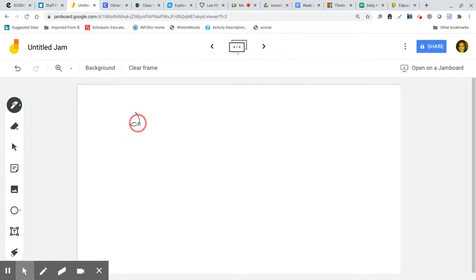So I'm going to go to my Jamboard. I'm going to say 2 to 4. Let's simplify it. It's kind of a good thing to do. What's the greatest common factor between 2 and 4? The answer is 2. 2 divided by 2 is 1. 4 divided by 2 is 2. So this is simplified a 1 to 2 ratio.